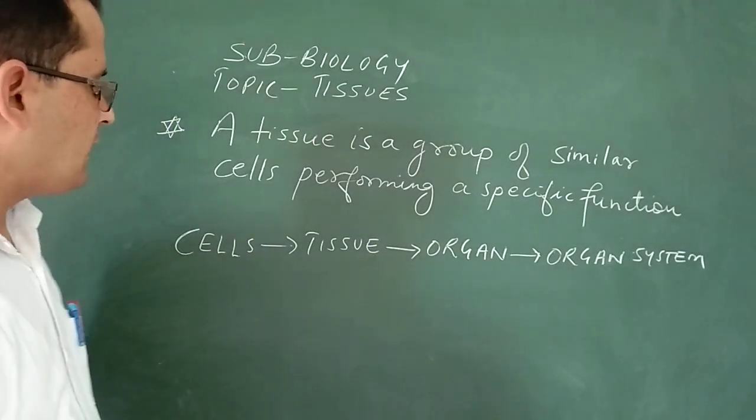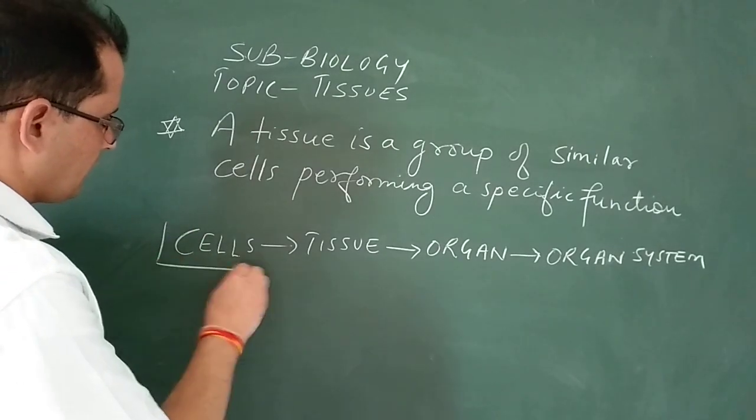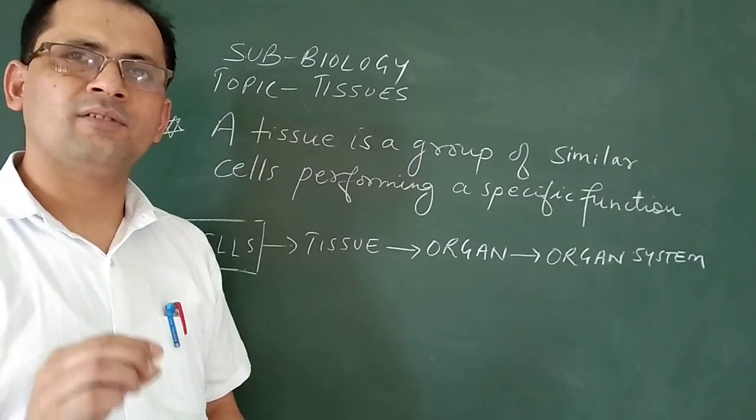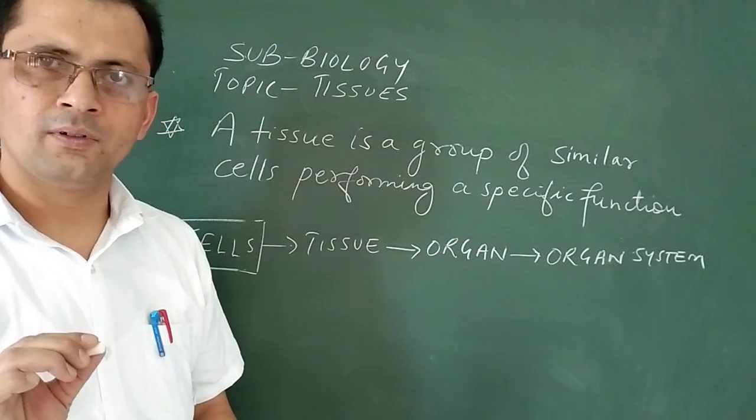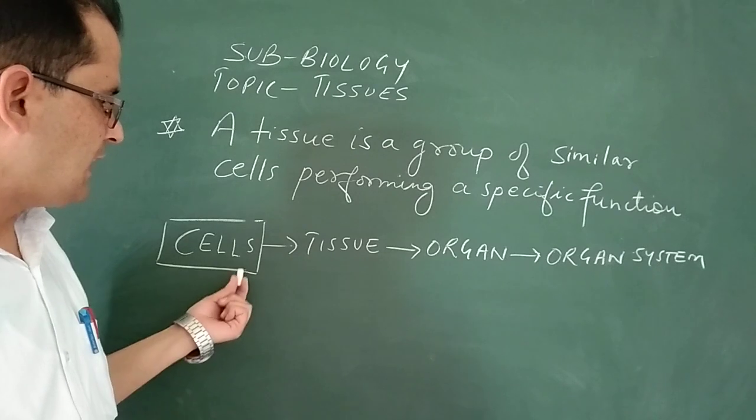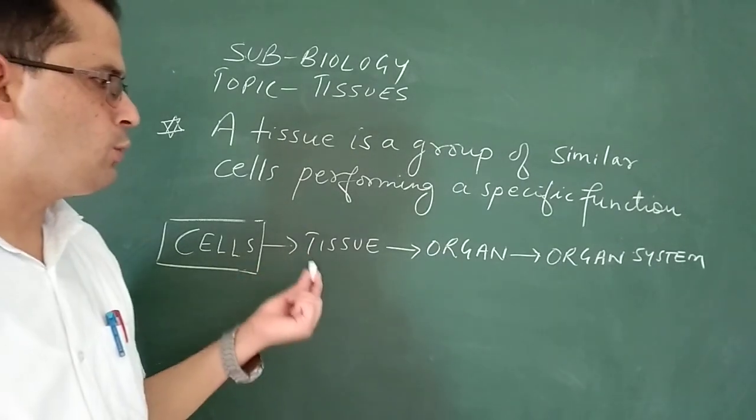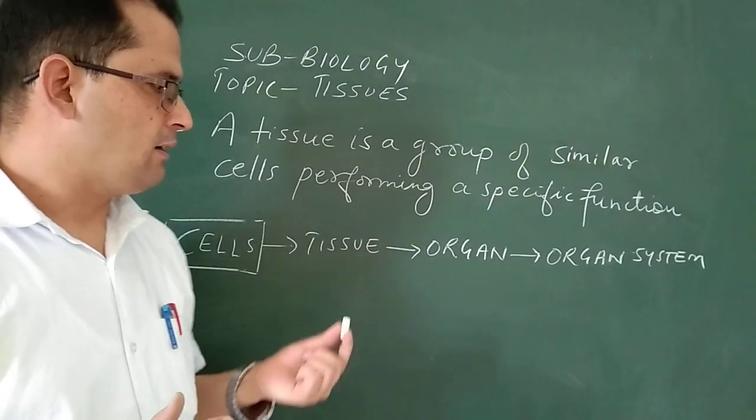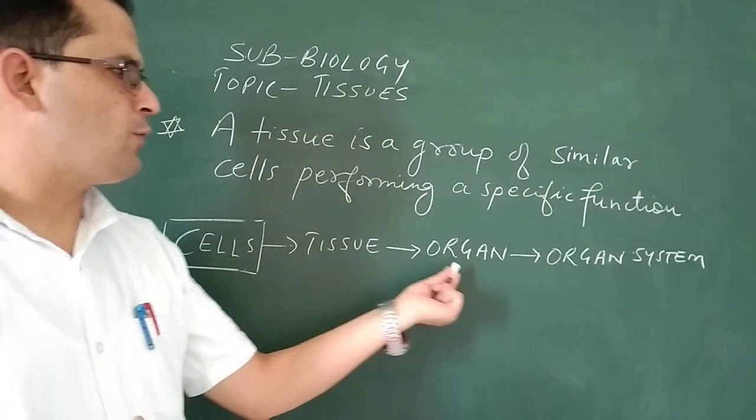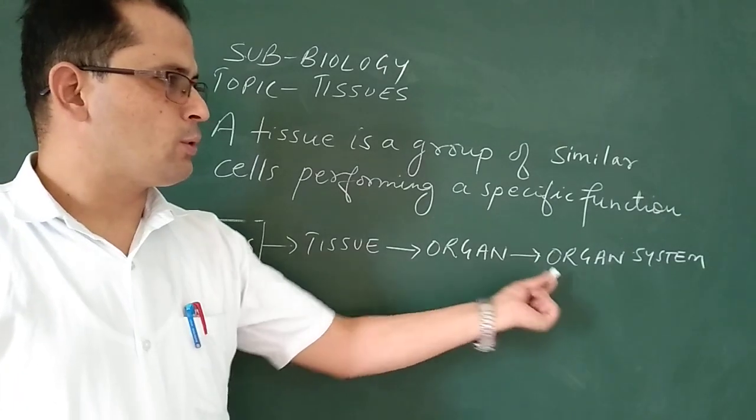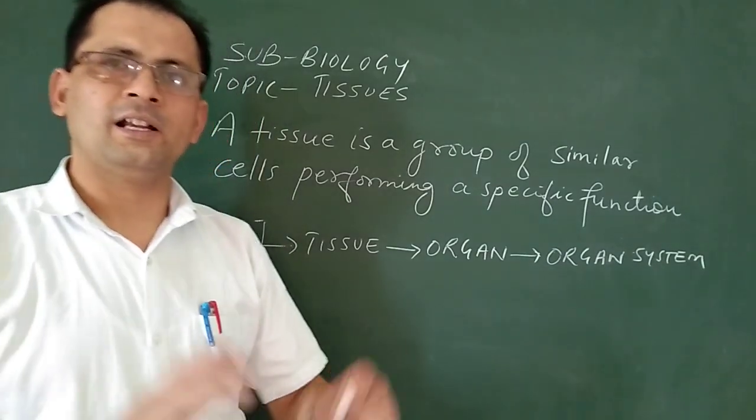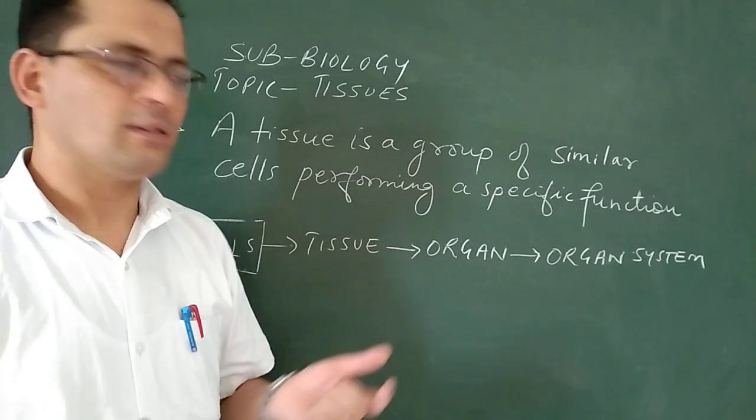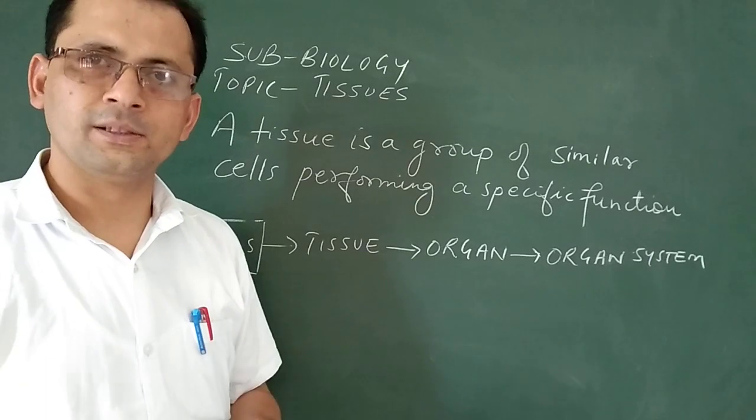Now you can see here, cells. Earlier I told you cells are the basic fundamental unit of life. Now these cells group together to form tissue, which we are going to discuss in this video. Tissues group together to form organs, and organs group together to form organ systems, and ultimately they group together to form the organism.